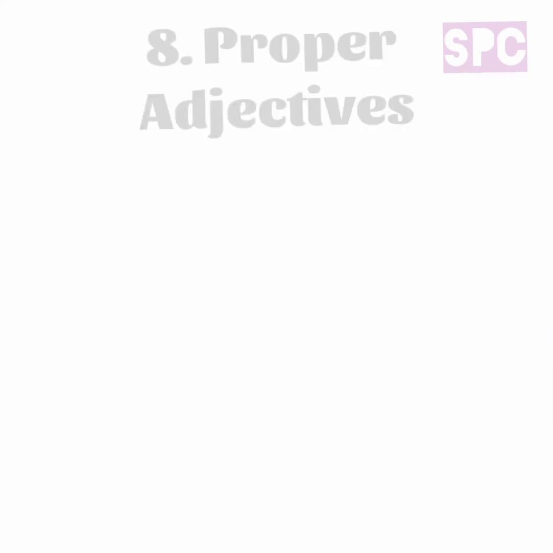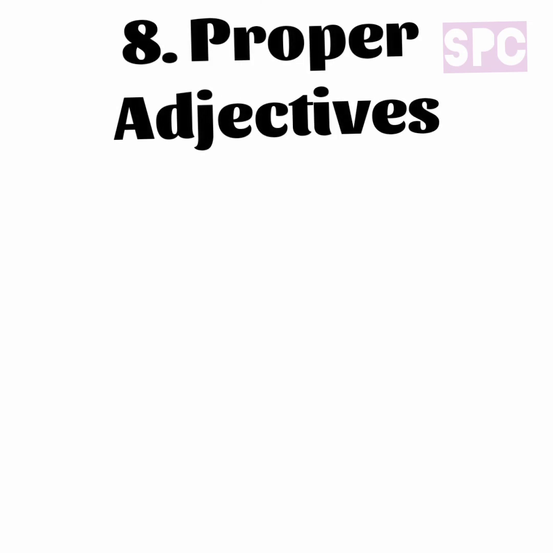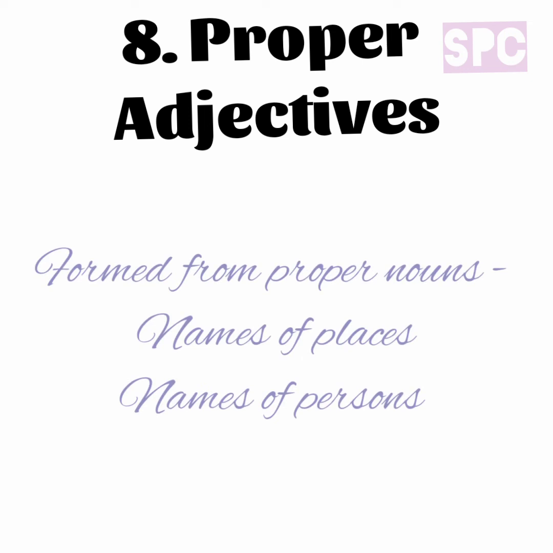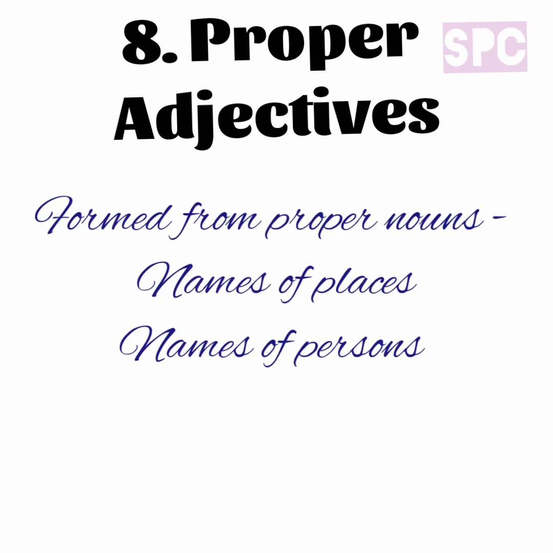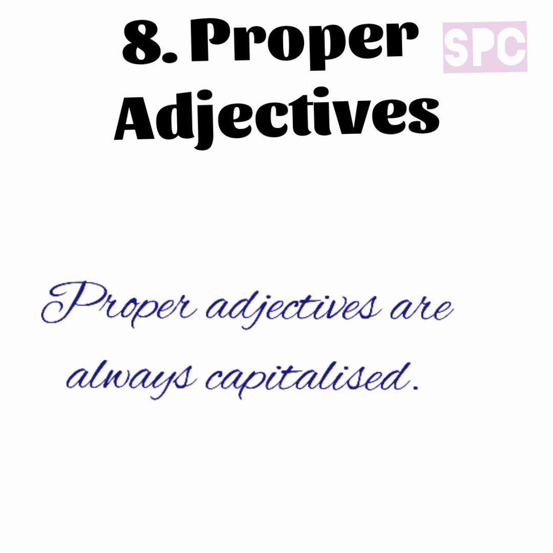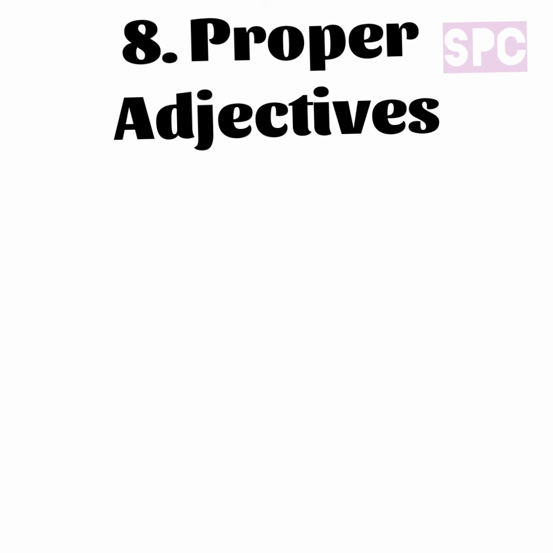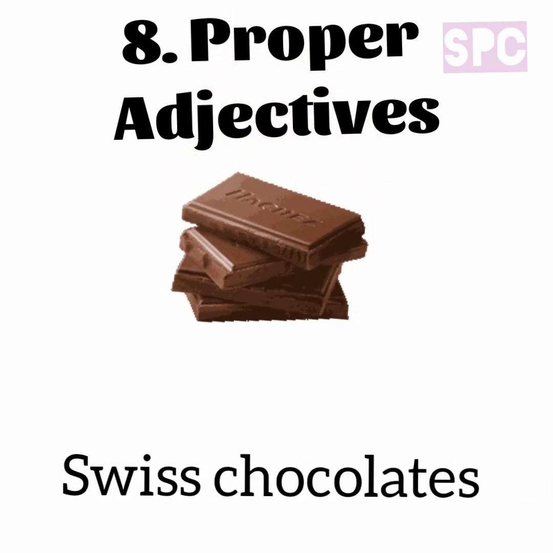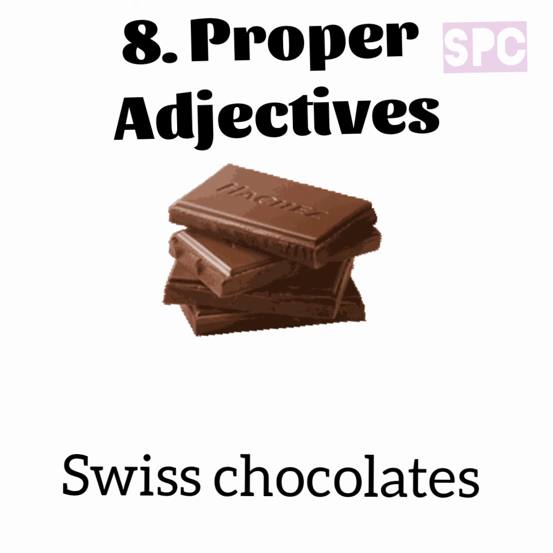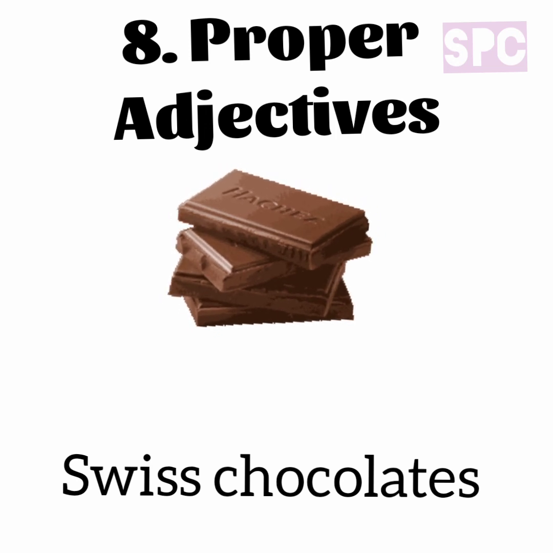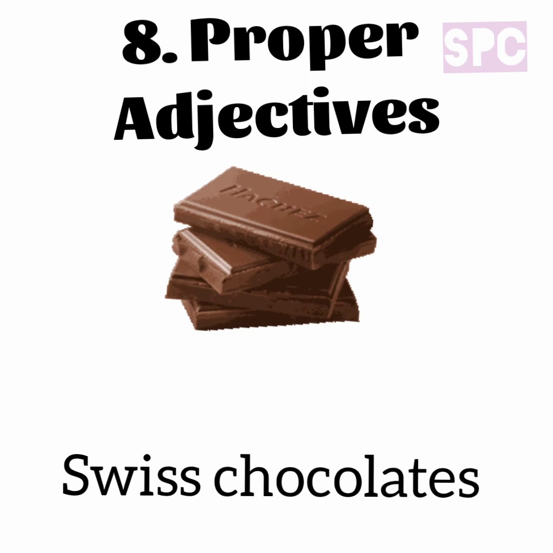Let's move on to the eighth kind of adjective, which is proper adjective. Proper adjectives are formed from proper nouns, especially from names of places and persons. Proper nouns are always capitalized, and hence proper adjectives which are derived from proper nouns should also be capitalized. For example, Swiss chocolates. Here, Swiss refers to the name of a country, Switzerland, and the word chocolates is a plural noun.